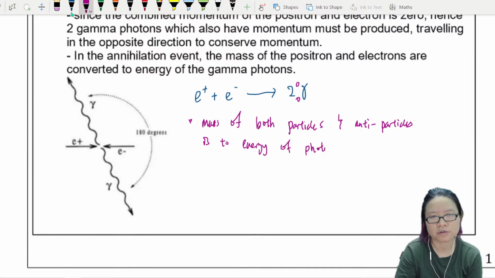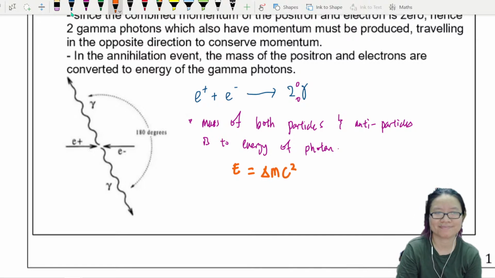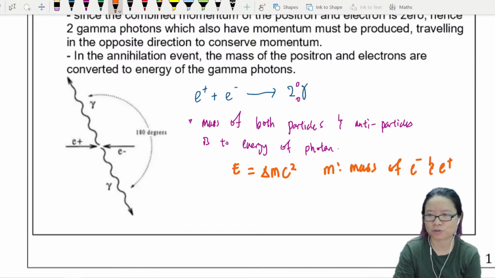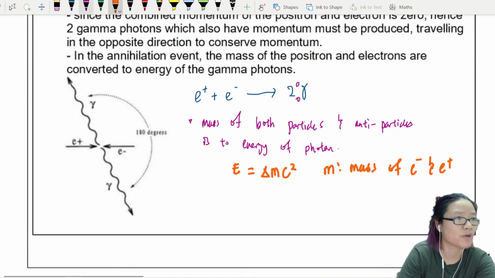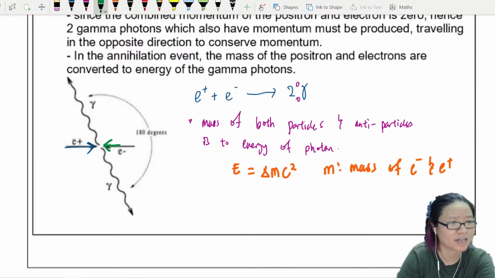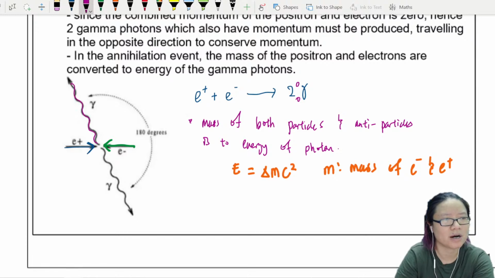Of course, how do we calculate that energy? We can use Einstein's E equals delta mc squared, where this m here would be the mass of the electron and positron. So you have one of these electrons incoming, positron incoming, and then what you have is your gamma wave flying in the opposite direction.